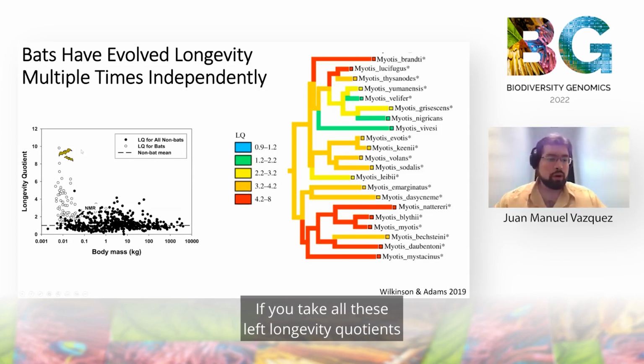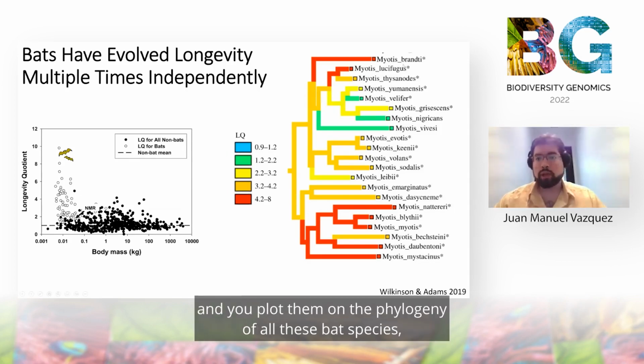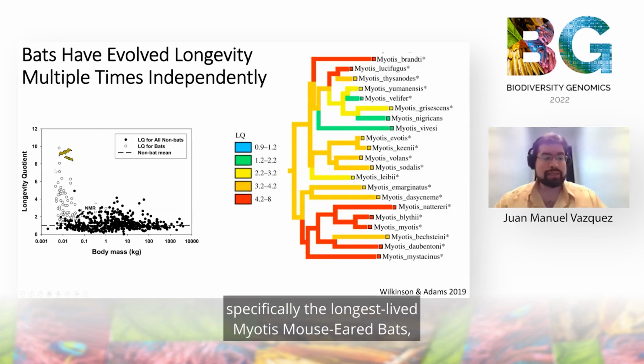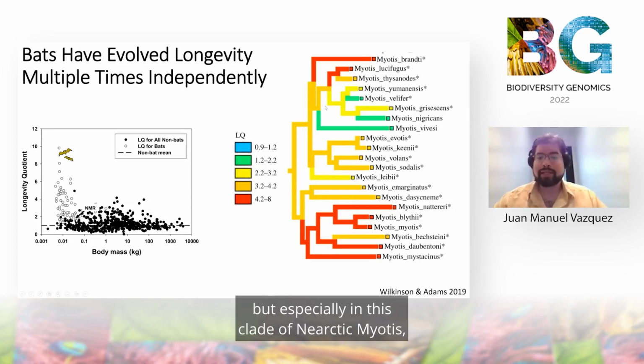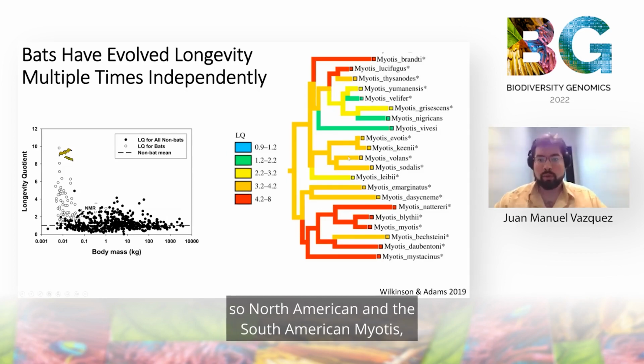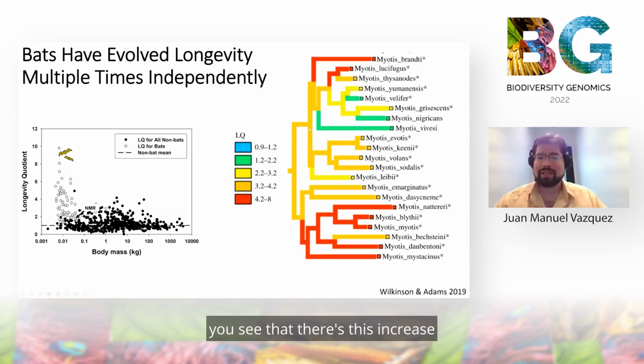If you take all these longevity quotients and you plot them on the phylogeny of all these bat species, specifically the longest-lived Myotis mouse-eared bats, what you see is that the common ancestor was already quite long-lived, but especially in this clade of Nearctic Myotis, so North American and South American Myotis, you see that there's this increase and decrease in lifespan across the clade.